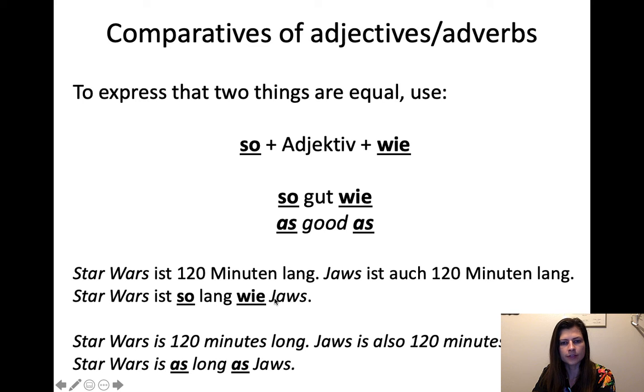So lang wie. So it's like saying so long like. Wie means like in a lot of contexts. So it's like so long, similar to. So in a similar way, it is as long. So lang wie. So whatever adjective in the middle there.